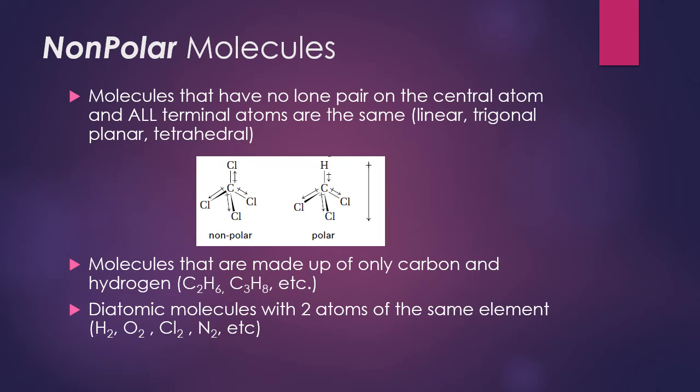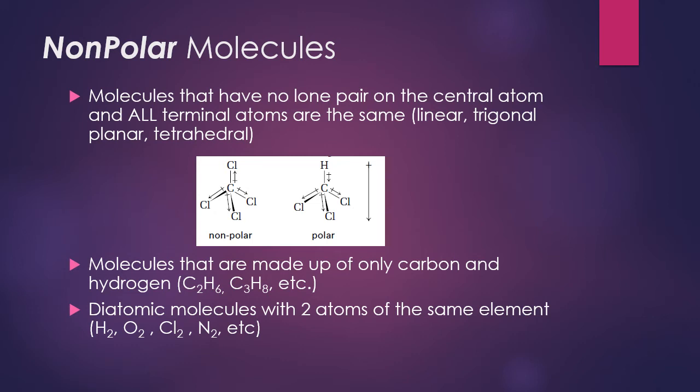So there's 2 examples shown here. So I have carbon tetrachloride, so carbon with 4 chlorines around it. So it is a molecule and it has no lone pairs on the central atom, no lone pairs on the carbon. And all the terminal atoms, so all the atoms that are attached to it, are the same. They're all chlorines. So that means this is nonpolar. I don't even have to draw my vectors. Just with those rules, I can tell you it's nonpolar.